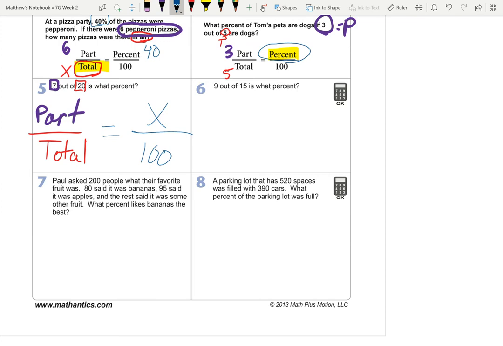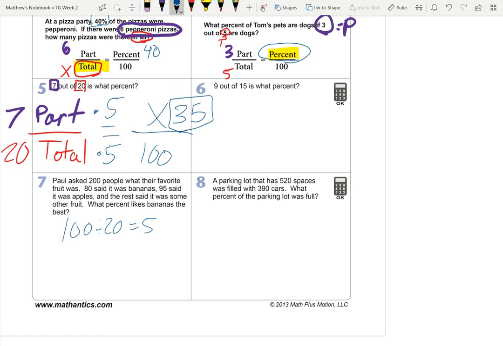All right, so 7 out of 20. What do I need to multiply 20 by to get to 100? Well, I know 100 divided by 20 equals 5, so I need to multiply by 5 here. Need to multiply the top by 5 as well. And so 7 times 5 is going to give me my missing answer of 35 over 100. Therefore, it's going to be 35%.